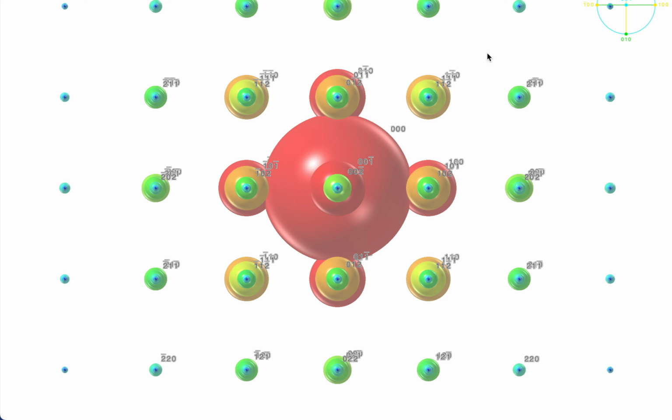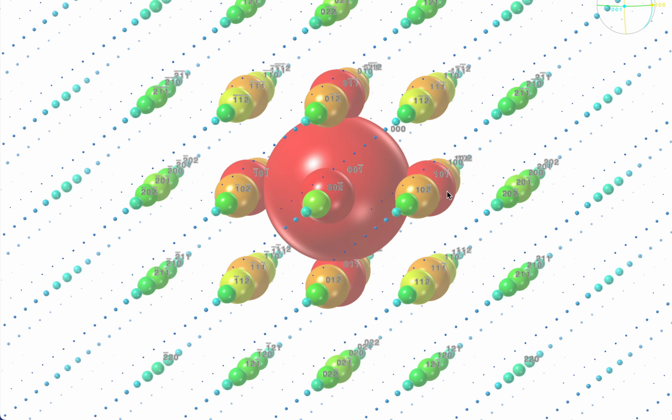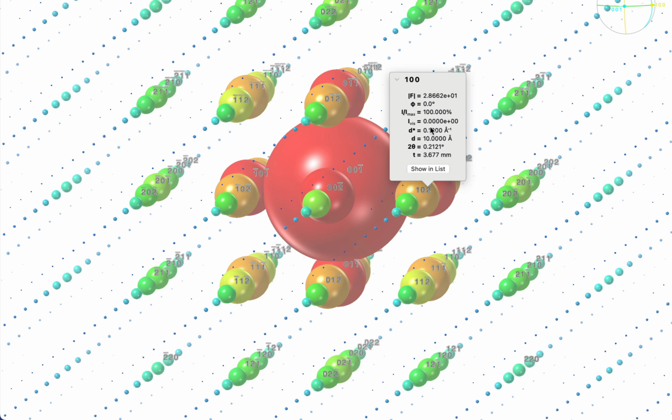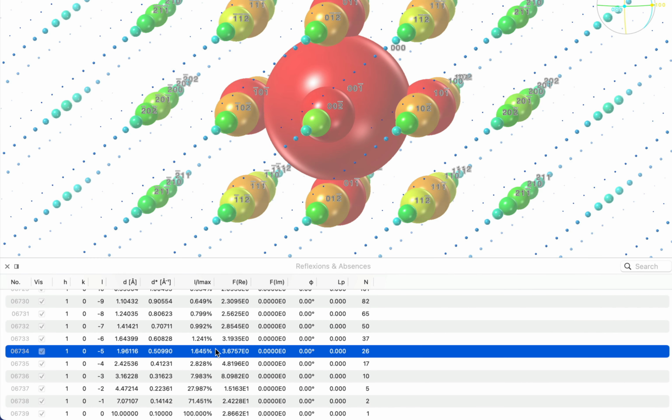Having too many reflection labels does tend to clutter up the pattern. But we can identify reflections simply by hovering over them with the mouse pointer to display an info tip. For example, like this. We can expand the tip to display more information or show that particular reflection in the reflections list. As with our 2D patterns, double-clicking a reflection in the reflections list highlights the displayed reflection on screen.